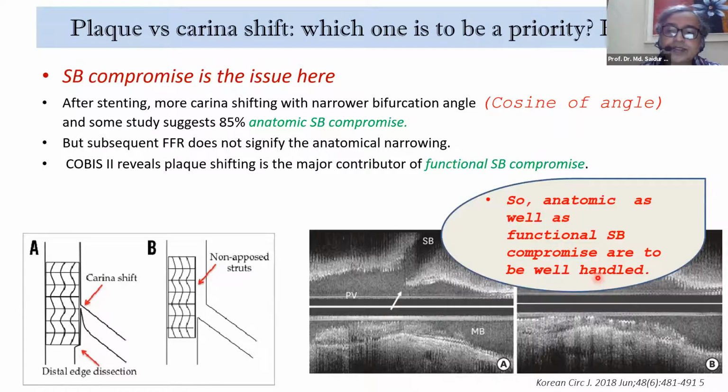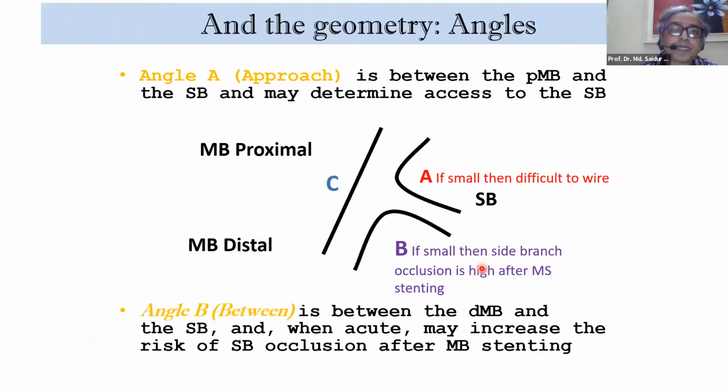So ultimately, both the anatomical as well as the functional shift, to prevent the compromise, should be handled well. And another one is the angles. The angle A is the proximal angle and B is the distal angle. And these angles should be very well understood and well judged before going for a PCI.